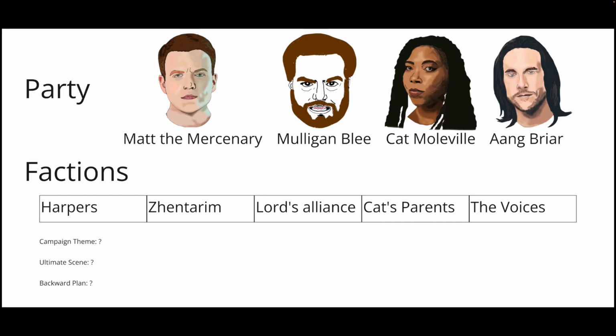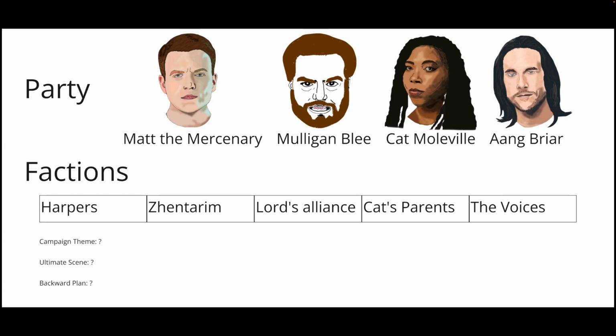So I played a short campaign with ChatGPT. I asked it to tell me what happened after I described a scenario to it, so it kinda represented my players. The only preparation I did to begin with is what you see here. I defined the party, which is composed of Matt the Mercenary, Mulligan Blee, Cat Moleville, and Ang Briar. I also chose to play with 5 different factions: the Harpers, the Zentarim, the Lord's Alliance, Cat's Parents, and the Voices, which is a criminal underground organization that Matt used to be affiliated with.